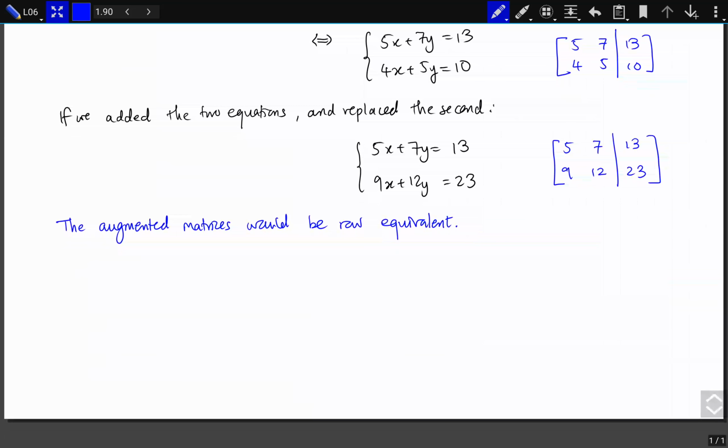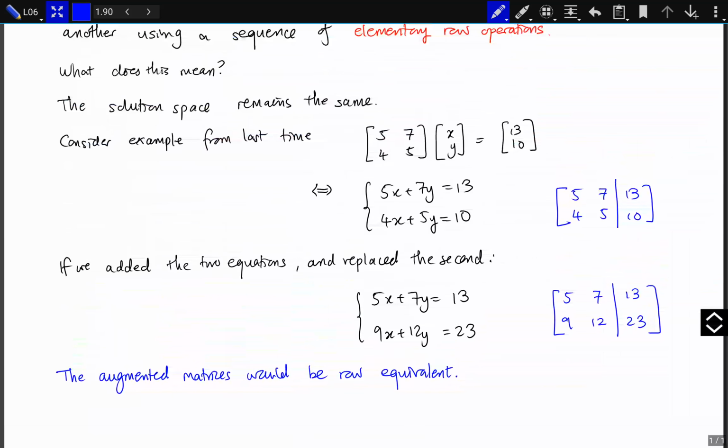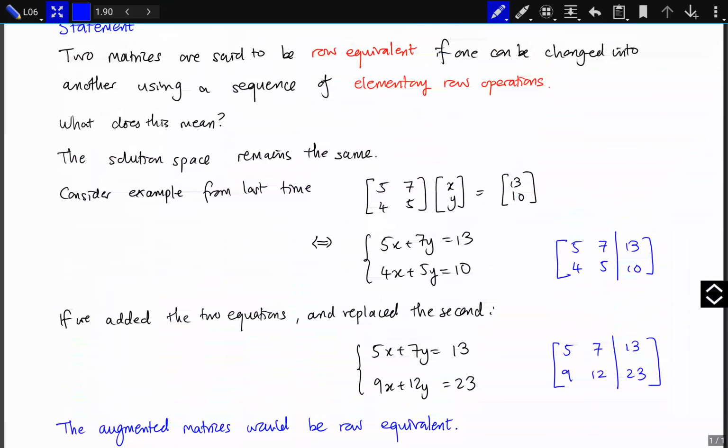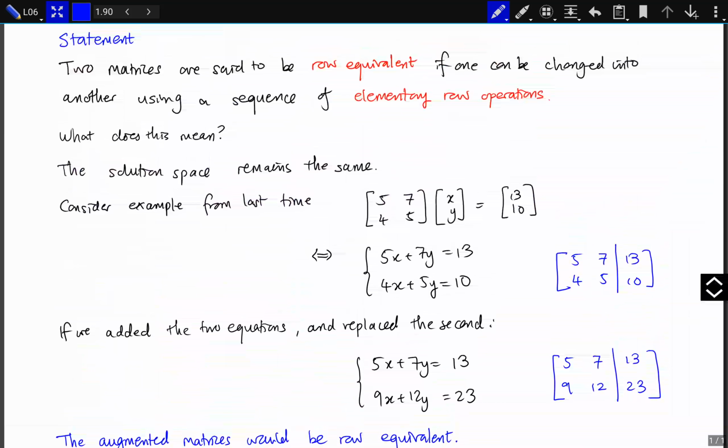So just before moving on to the next page, let me just read again the statement, and we're going to continue with the definition of elementary row operations. Two matrices are said to be row equivalent if one can be changed into another using a sequence of elementary row operations. In the example here, it was just adding the second one to the first one.